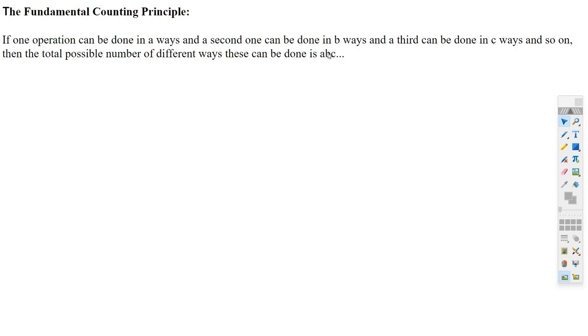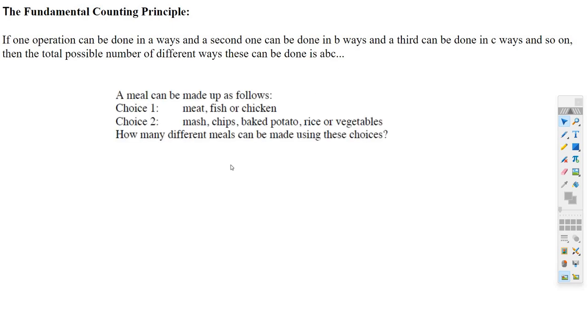Well, it's just going to be A times B times C. Let's take a look at what this means. Say you've got a meal and you have three choices. It's all about choices, you see. Three choices for the meat. You can have meat, fish, or chicken. But your second choice, you can have mashed, chips, baked potato, rice, or vegetables. How many different meals can you put together?